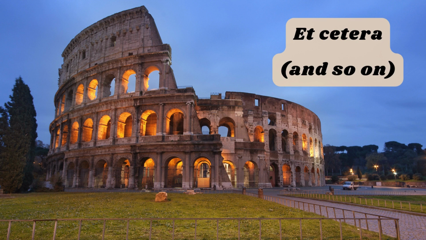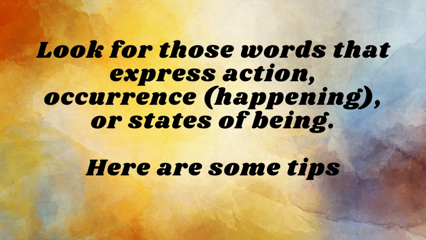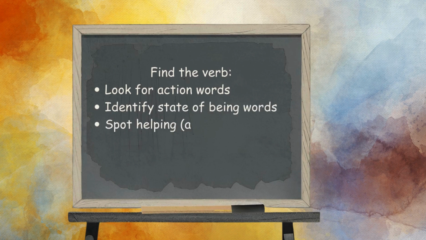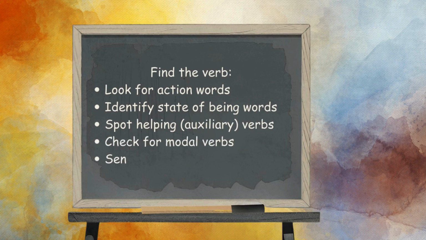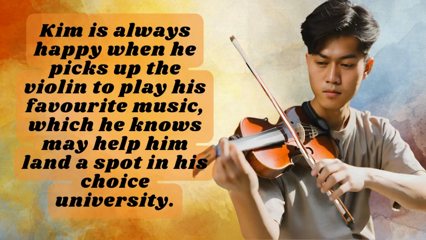It changes. So to summarize, how do we find the verb? Well, we look for those words that express action, happening, or states of being, and we follow some tips. We look for action words, we identify state of being words, we look for helping or auxiliary verbs, we check for modal verbs, and we even check the sentence structure, because the verb usually follows the subject.